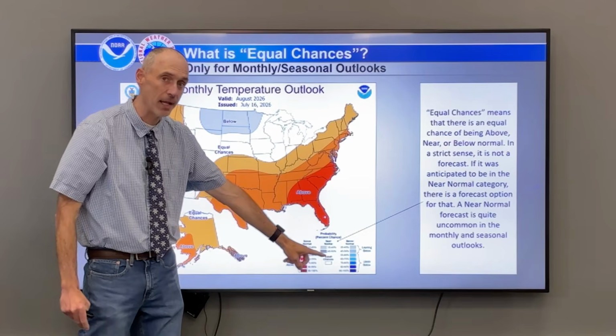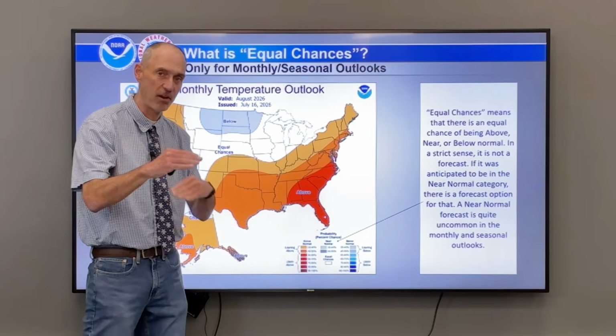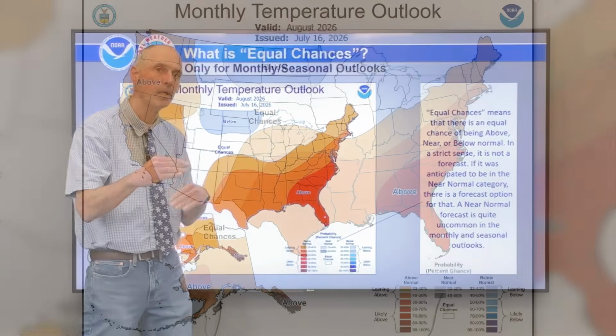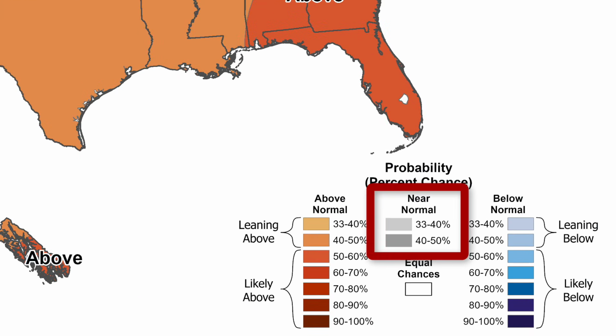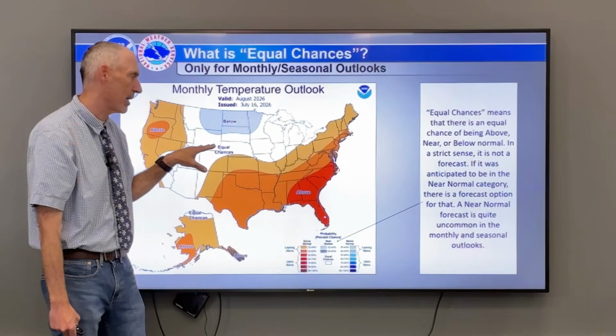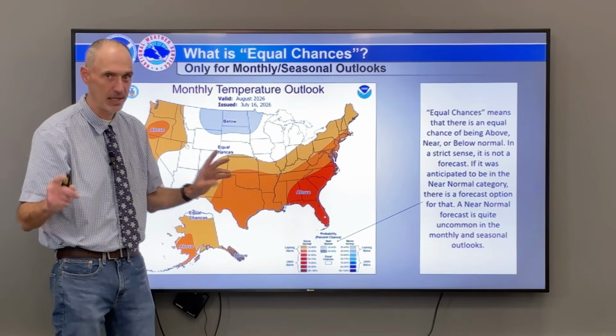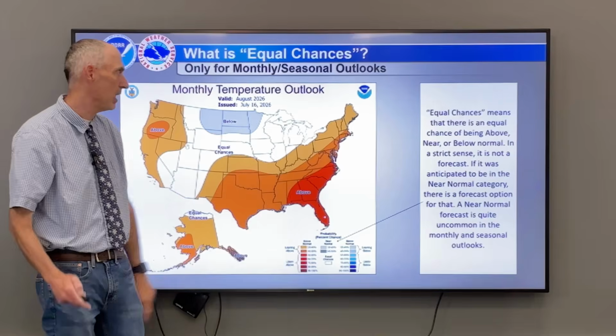We do reserve a case for a specific forecast that we're going to be in that near normal. If you see that gray color on this map, which you don't in this example, that would be indicative of that. But normally we say equal chances, okay? So again, it's not a near normal forecast, it's equal chances.